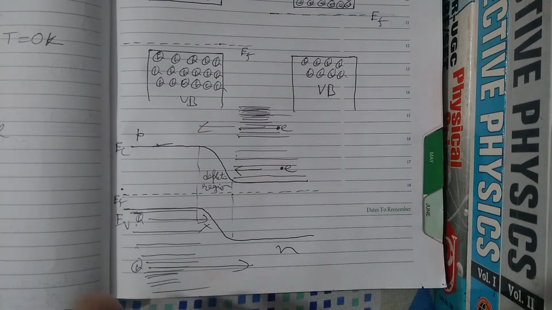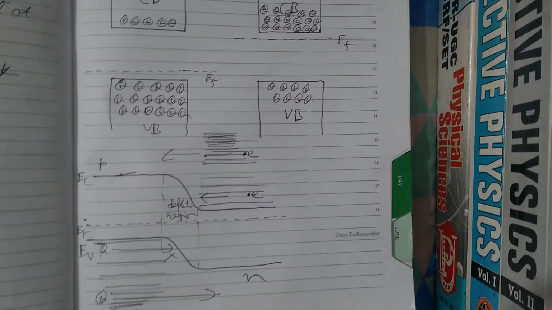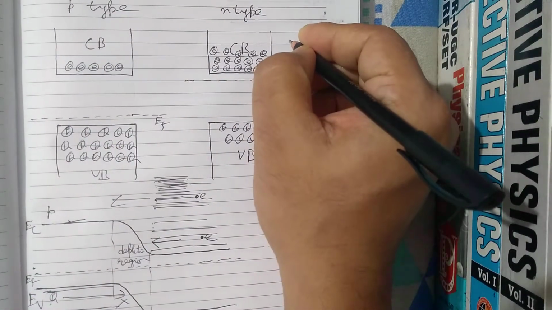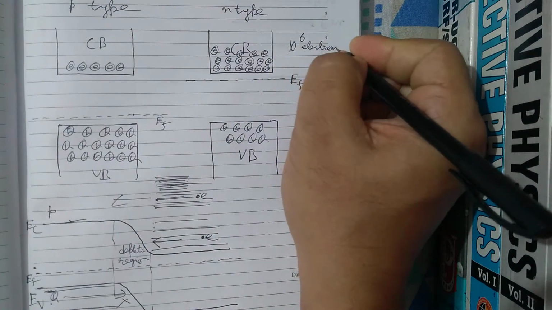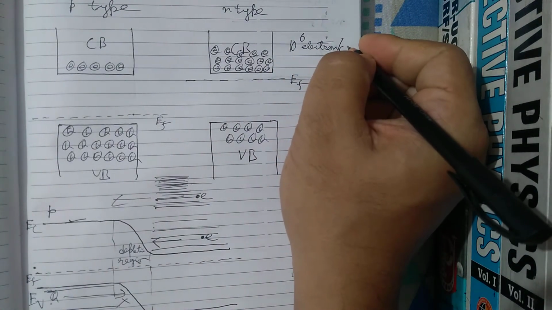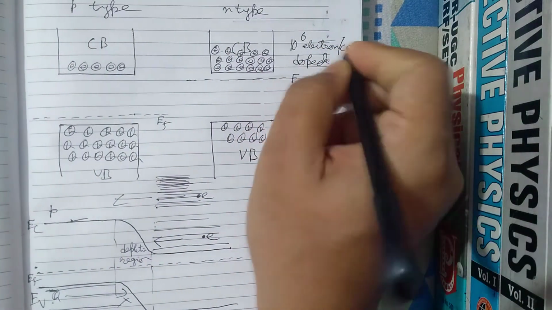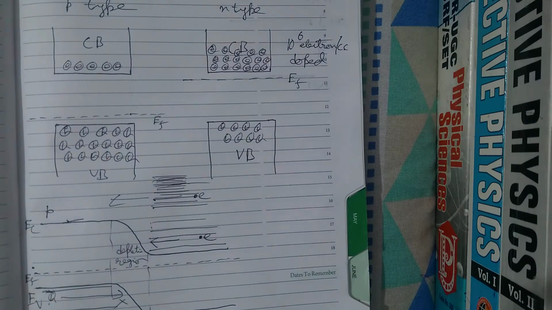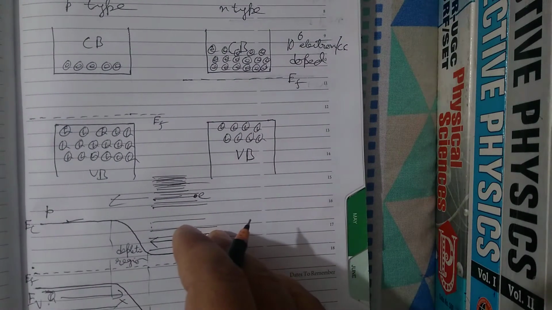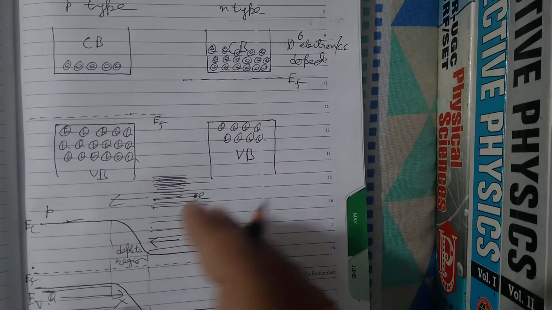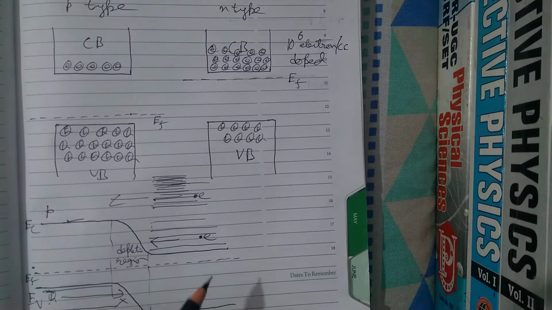Now we have to calculate. Suppose here this n type is doped with 10 raised to 16 electrons per centimeter cube. Now how will we find out which electron has occupied which level? How will we find that out?